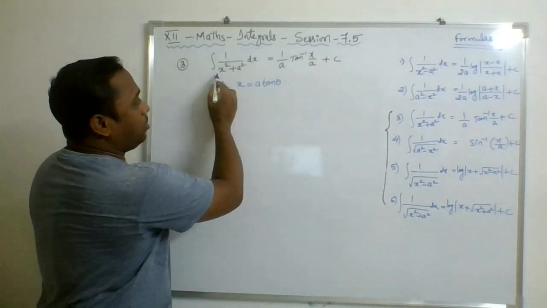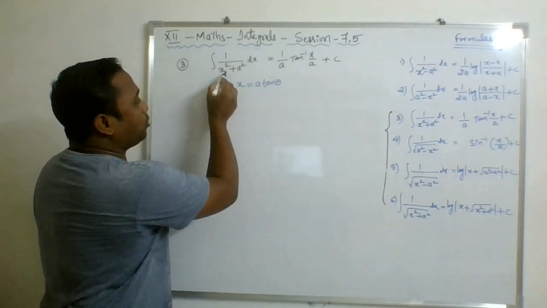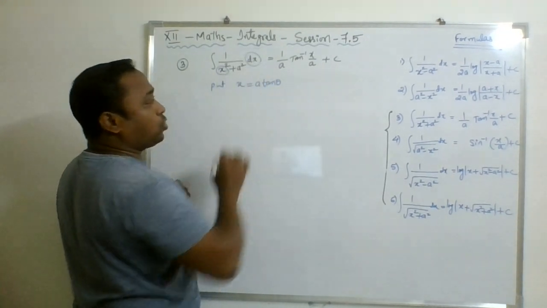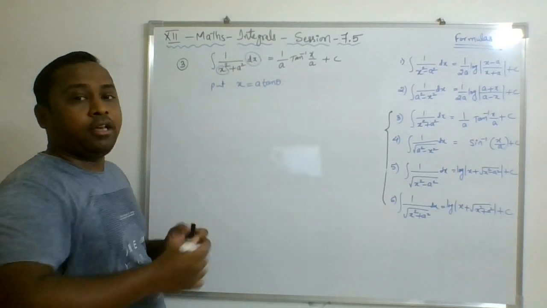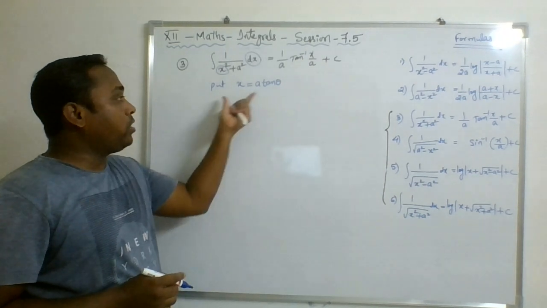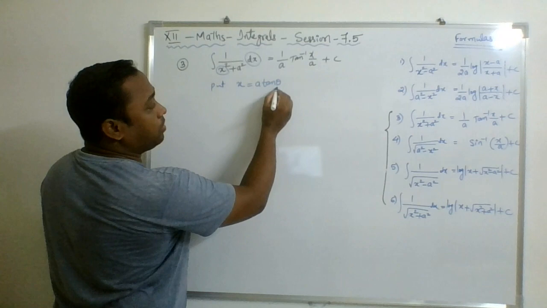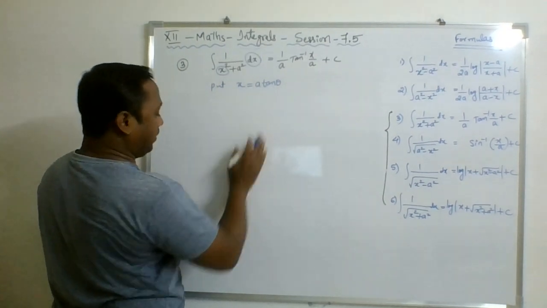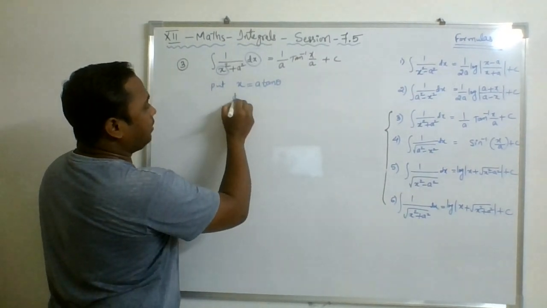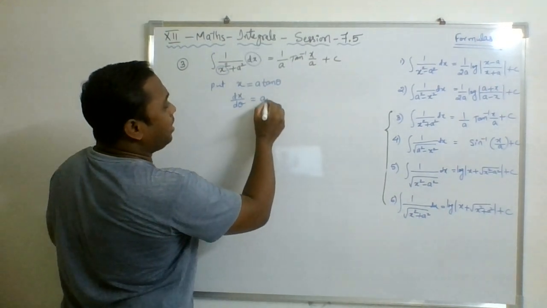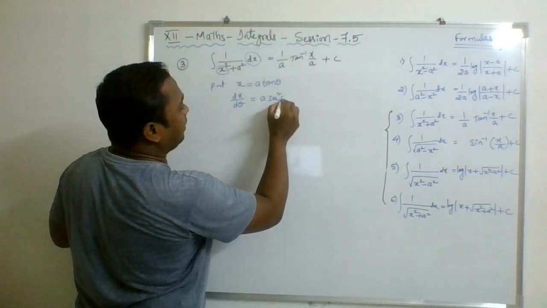If I put x is equal to a tan theta, when I substitute something in the question, I need to change dx also. For that again you need to take the derivative of this function. So we are differentiating with respect to theta. Hence dx by d theta is equal to a, since the derivative of tan theta is sec square theta.